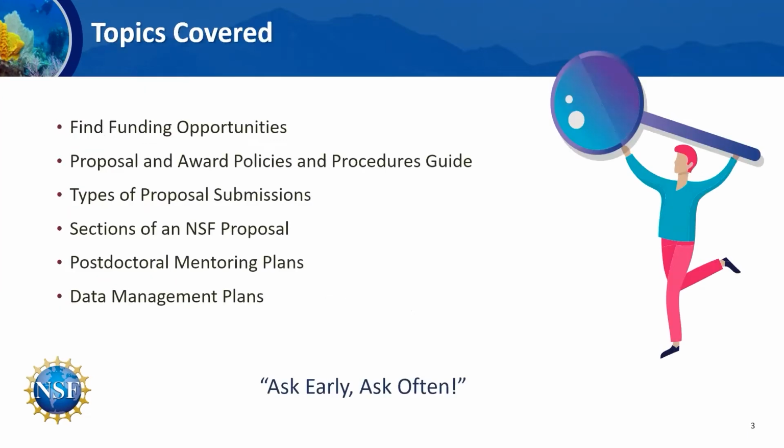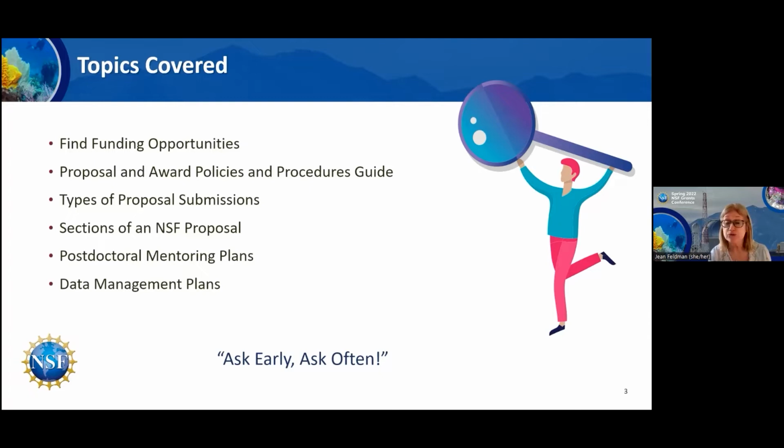Next slide, please. Well, we've got a lot of topics to cover as part of this presentation today. We're going to start with how you find those funding opportunities at NSF. A bit about what is, for many, the backbone of NSF's policy documents, the Proposal and Award Policies and Procedures Guide. We're going to cover the types of proposal submissions that you may see in NSF funding opportunities, what the sections are of an NSF proposal, including how those sections are used as part of the proposal review process.